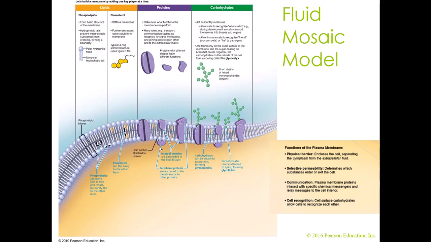We also have lots of carbohydrates attached to our plasma membrane. Some of them will be attached to various proteins, so we call them glycoproteins, sugar proteins. Some of them will be attached to some of the phospholipids, so those are glycolipids, sugar lipids. They play a role particularly as an identifier, something that we call the glycocalyx.